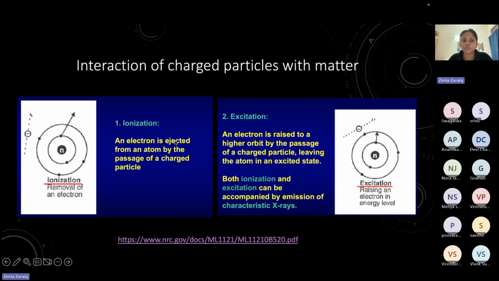here you can see that in both cases we have an electron in an atom moving to a higher energy state. If that higher energy state is within the atom itself, then we say there is an excitation, because the energy level it's moving to is within the atom. Whereas if the energy supplied to the electron is so high that it comes out of the system itself, then it's called an ionization. Both of these are triggered by charged particles exerting some force on it. And both of these lead to the emission of characteristic X-rays.